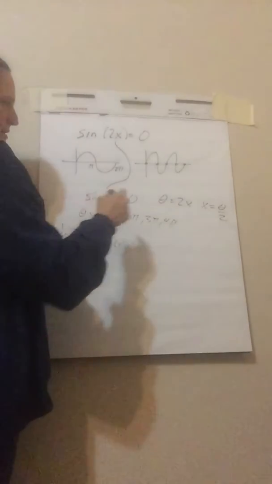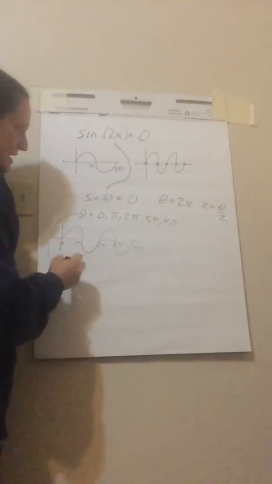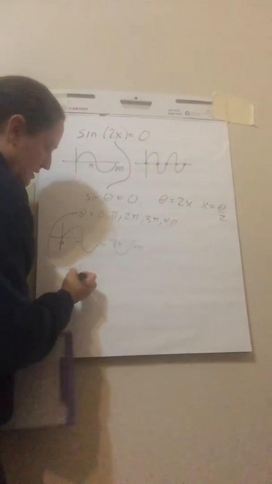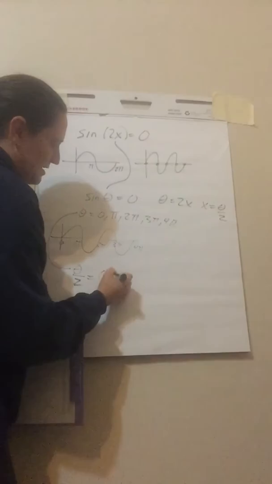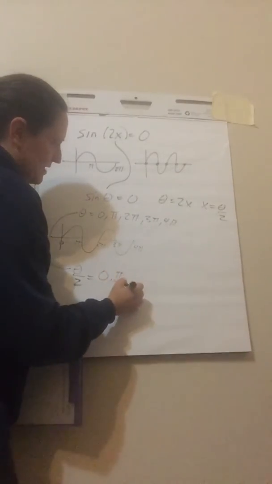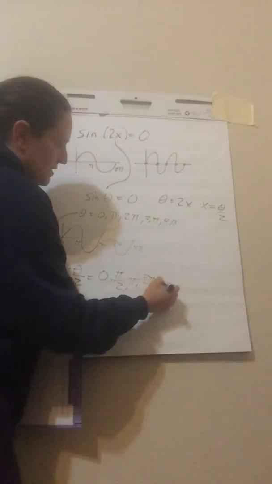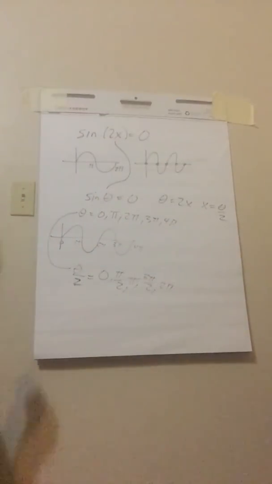So theta are those values. If I divide theta by 2, I get x, so I could take all of those answers and divide them by 2. Marker failure. So 0 divided by 2, then pi over 2, then I'm going to get pi, 3 pi over 2, and 2 pi. Of course I get the same answers that I got the other way.